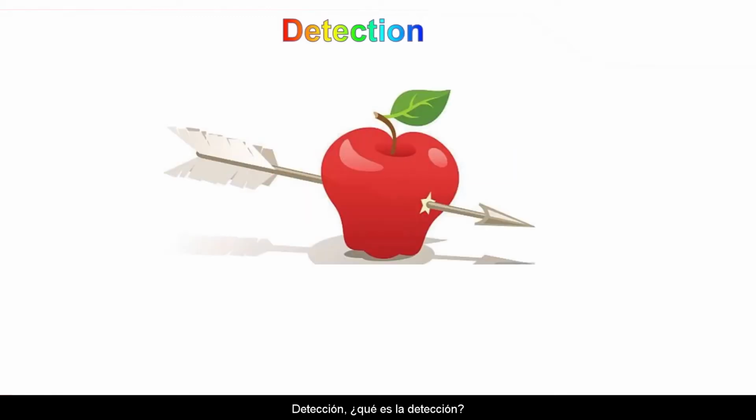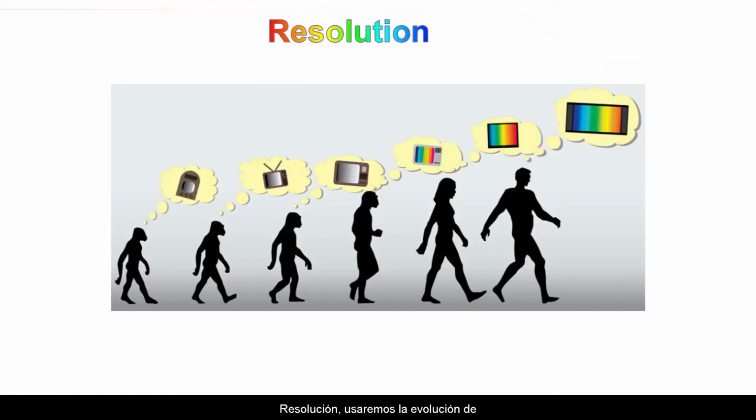Detection. What is detection? Using the same analogy, a detector would be your eyes and brain. Without a detector, you would not be able to identify the different fruits and colors. Resolution. Let's use the evolution of a TV as a good example of color resolution and how it has evolved. When we first started out, we had analog TV that was in black and white with very poor resolution. Today, we use high-resolution digital technology that produces ultra-high definition TV. As resolution has improved, images have become clearer and easier to detect.